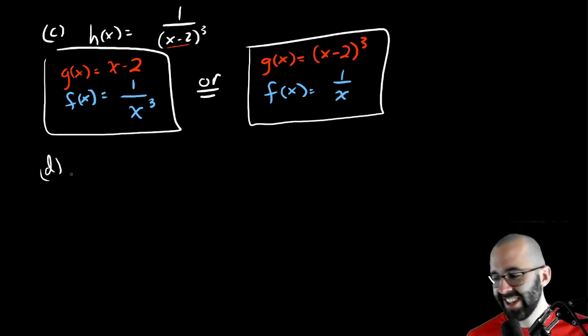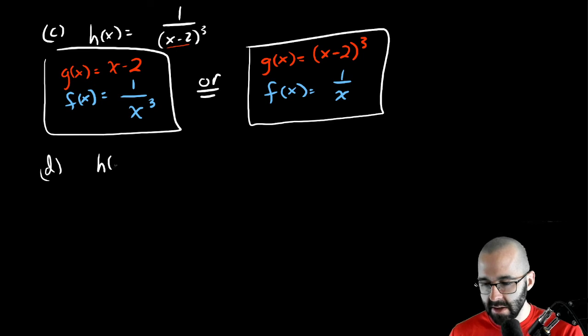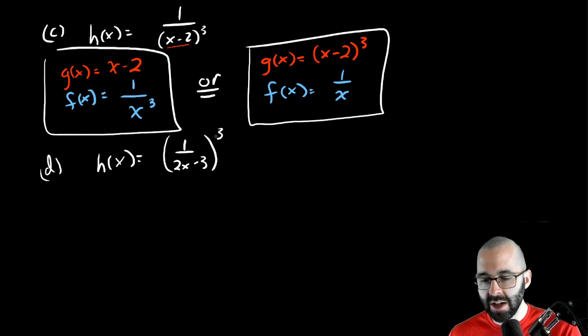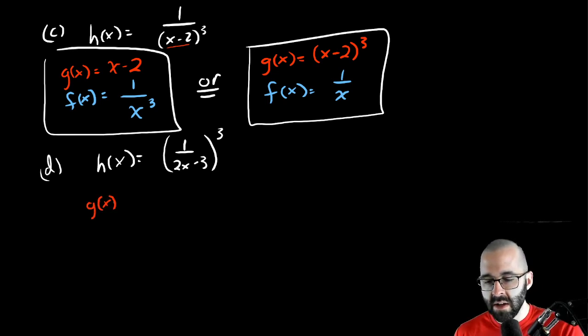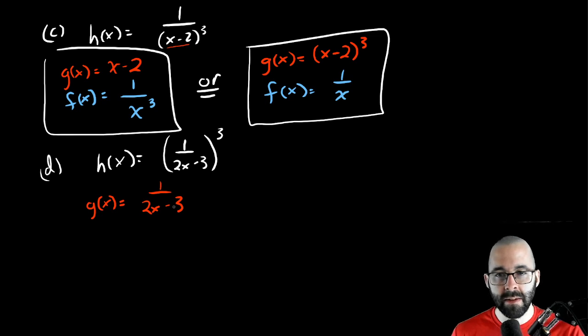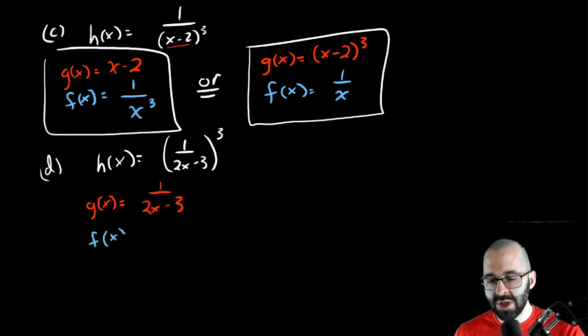All right, let's do D. All right, h of x equals 1 over 2x minus 3, and now that whole thing is getting cubed. And again, there's multiple answers here. You could choose the denominator to be your inside function. You could choose everything inside the parentheses to be your inside function, and so on. My natural inclination, personally, is to have the inside of the parentheses as my inside function. But there's multiple options. The important thing is that once you choose your g, your f is correct.